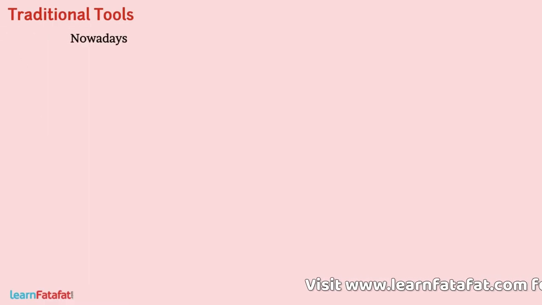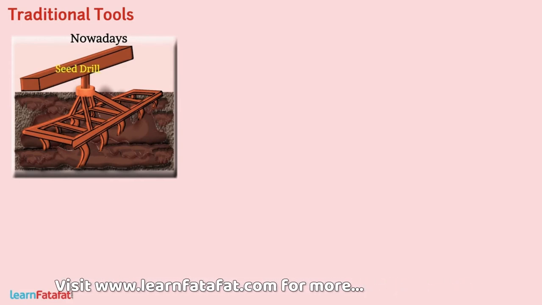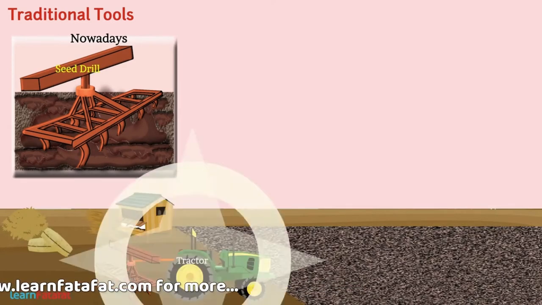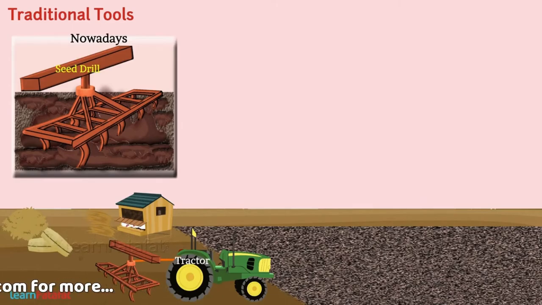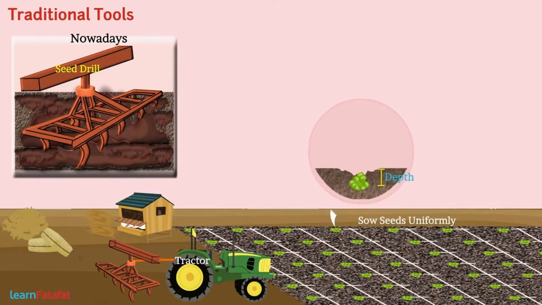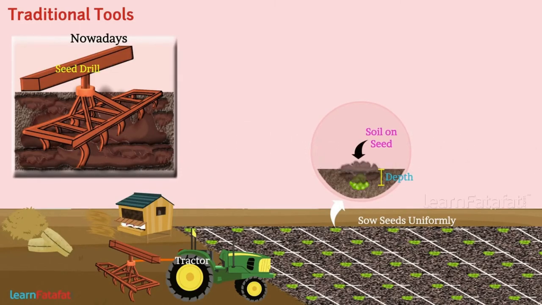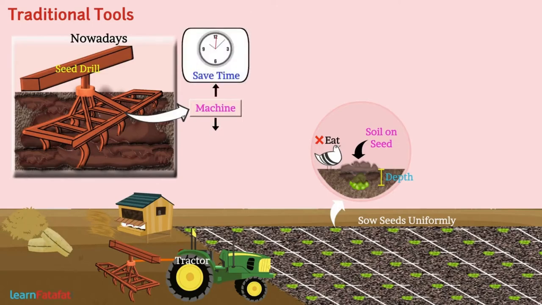Nowadays, we use a more improved tool, that is seed drill, which is used for sowing with the help of a tractor. With this tool, it is possible to sow seeds uniformly at proper distance and depths. This tool also helped to place the soil on the seeds so that birds could not eat them. Because of machines used for sowing, a lot of time and labor can be saved.